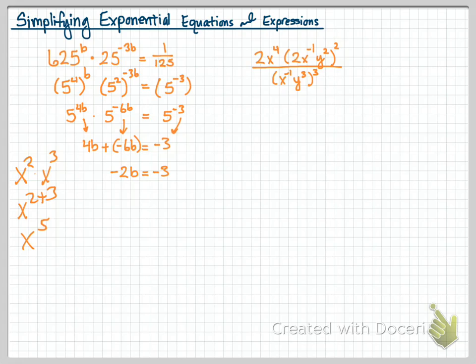And we do our normal algebra. Negative 2 is being multiplied to the b, so we do the opposite, which is division. So we divide by negative 2 on both sides. And we're left with b on the left, and negative divided by negative is positive. 3 over 2 we can leave as 3 over 2, and that is our answer for b.